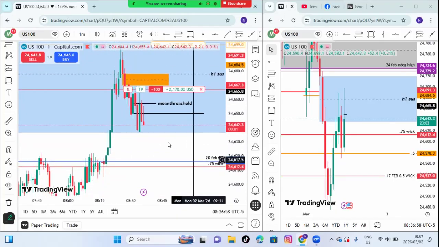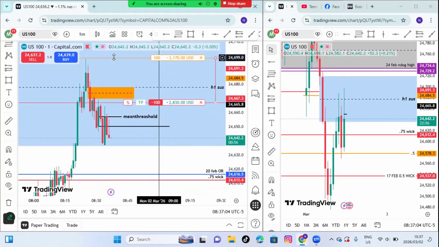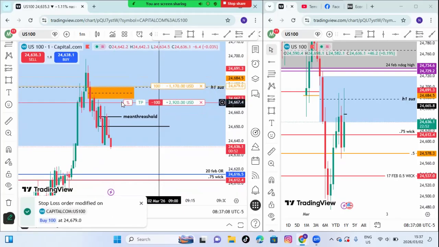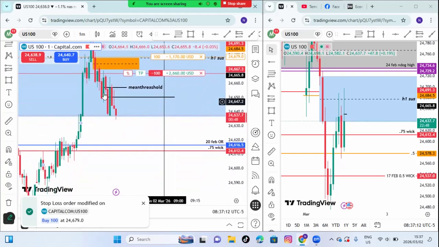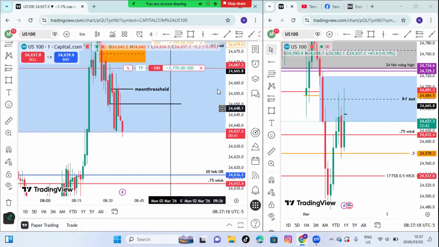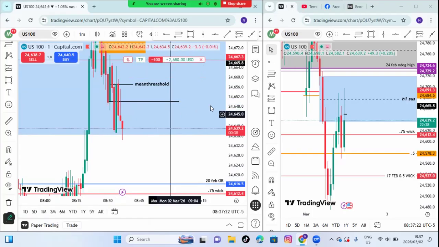So this is nice here. All of this is nice, showing me that it really wants to go down. It has proven to me that it wants to go down by respecting mean threshold here and turning like that. Okay, this is that. Let's go.